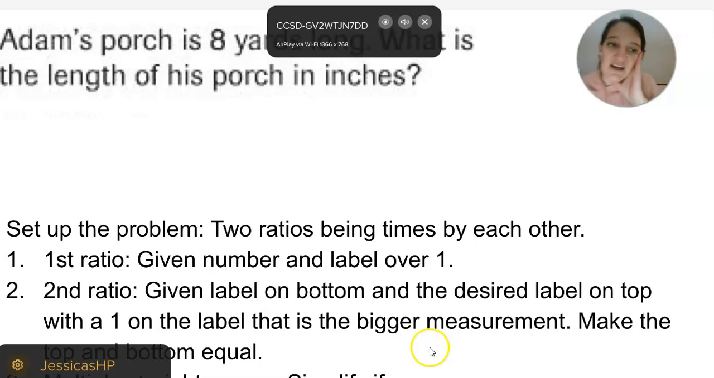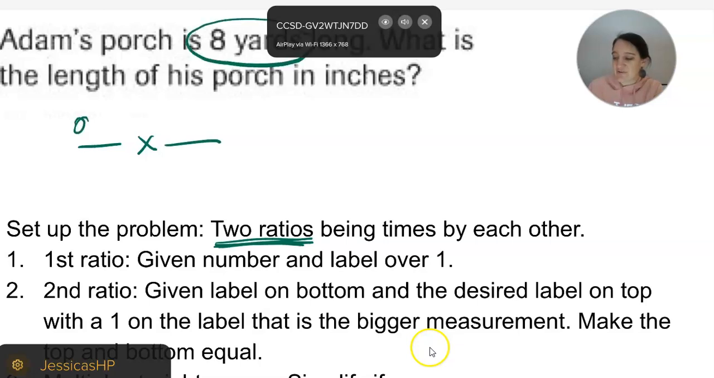Okay, so I have 3 steps for this. If we're going to set it up the convert-the-ratio way, then we're going to multiply by 2 ratios. And the first ratio is what they give you, 8 yards, and we're going to put that over 1. Now, what is the length of his porch in inches? So our next ratio, we want to get it to inches.